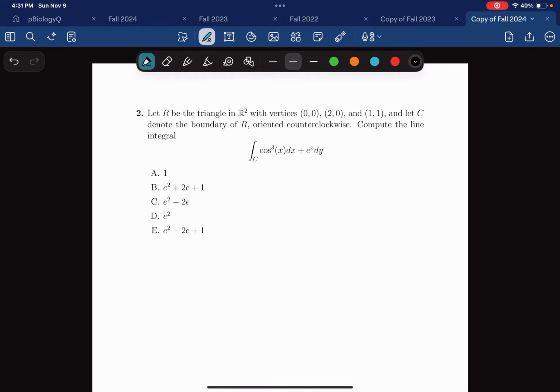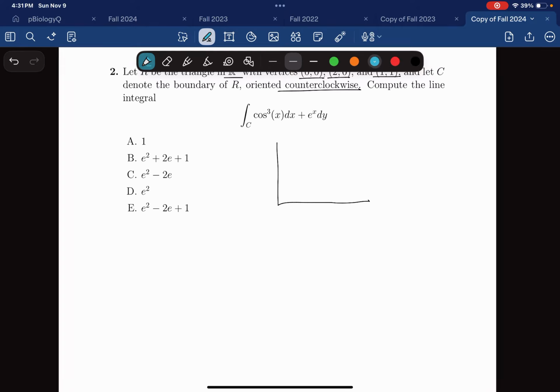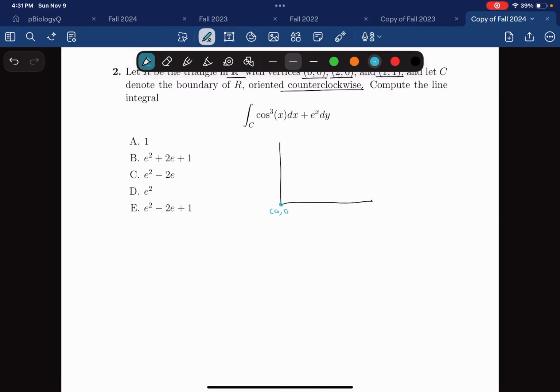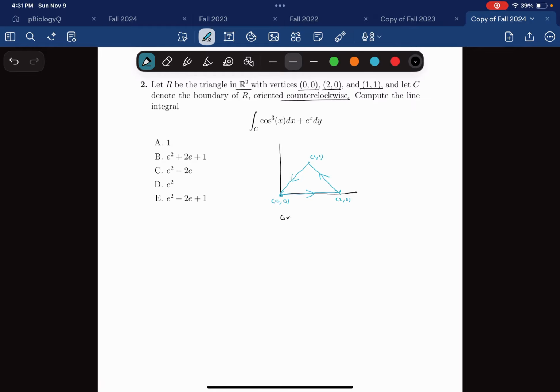Okay, second one. You got a triangle with these vertices, and it's counterclockwise. So let's actually draw this out right now, right? So we'll have our first point at 0, 0, our next point at 2, 0, and our third point at 1, 1. So it'll be this thing here, counterclockwise. So we have to set up a line integral. To do that, we have to tap into the hidden power of Green's theorem.